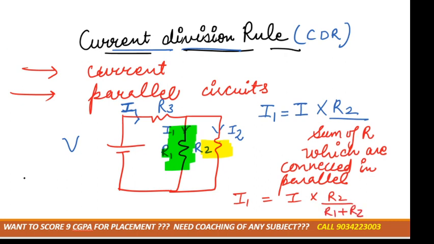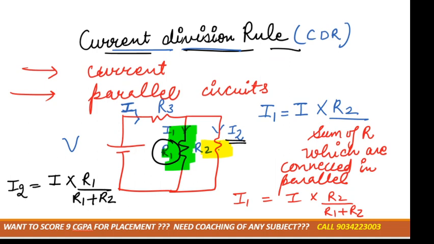Okay. Similarly, tell me the value for I2. I2 is equal to how much? That is the total current I multiplied by the opposite resistance. This time we need to calculate I2, so we have to take R1, okay, R1 divided by R1 plus R2.